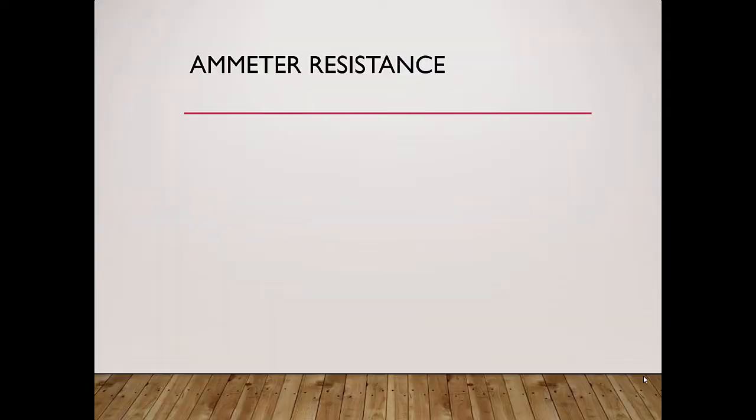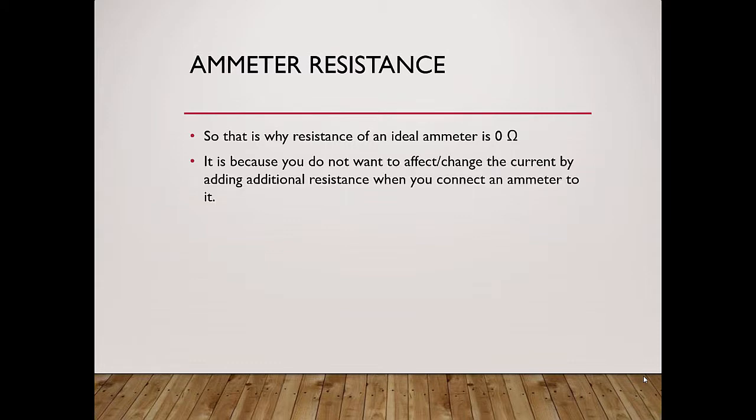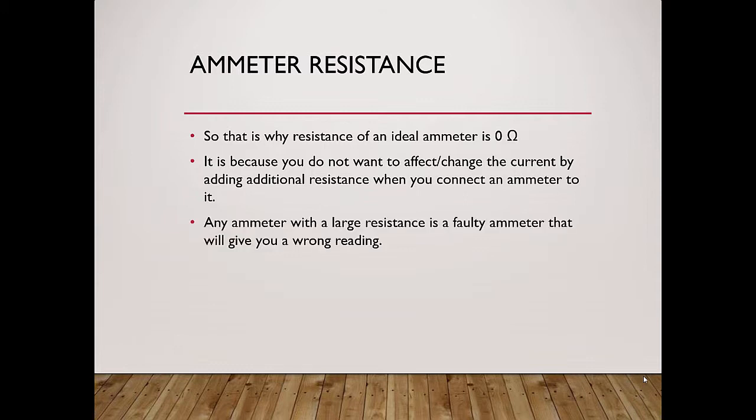Next, we talk about ammeter resistance. That is why the resistance of an ideal ammeter is 0. It's because you do not want to affect or change the current by adding additional resistance when you connect the ammeter in series to it. Any ammeter with a large resistance is a faulty ammeter that will give you a wrong reading.